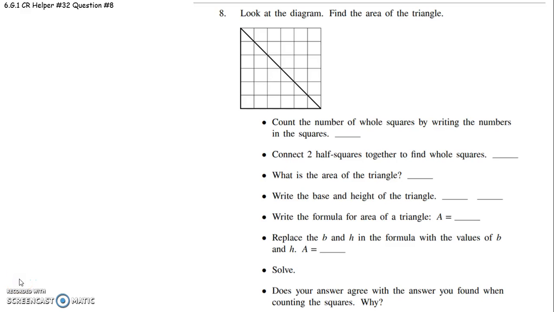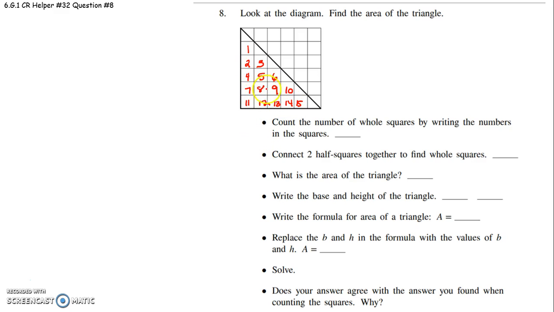Sixth graders, this is to help you with question 8 on CR 32. It says find the area of the triangle. And they break it down for us and tell us exactly what they want us to do. It says count the number of whole squares by writing numbers in the squares. Okay, that's a whole square. So that's 1, 2, 3, 4, 5, 6, 7, 8, 9, 10, 11, 12, 13, 14, 15.